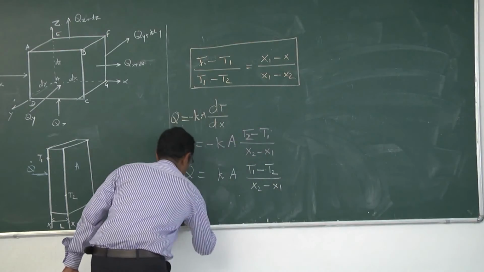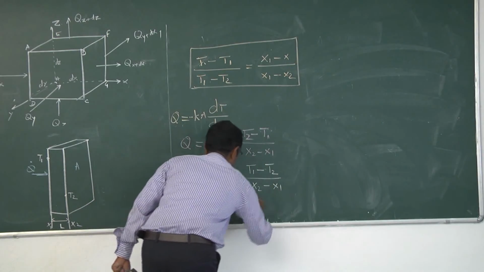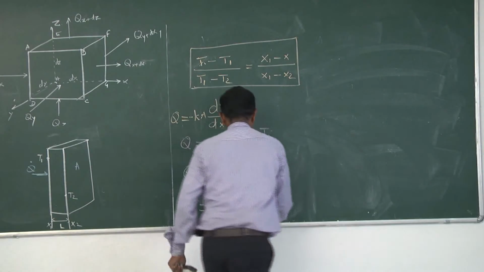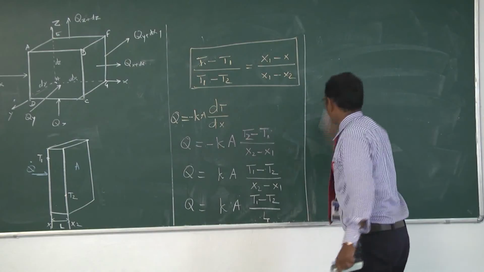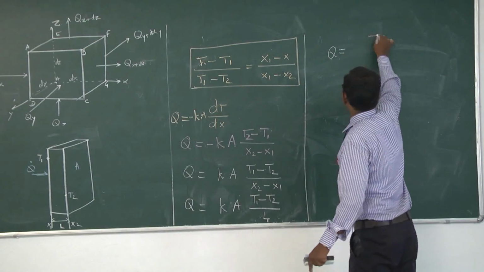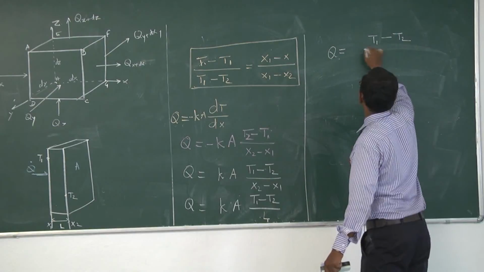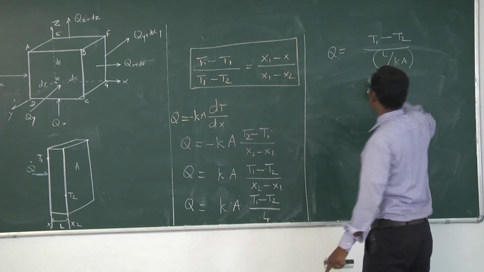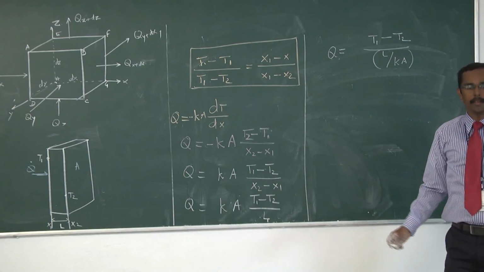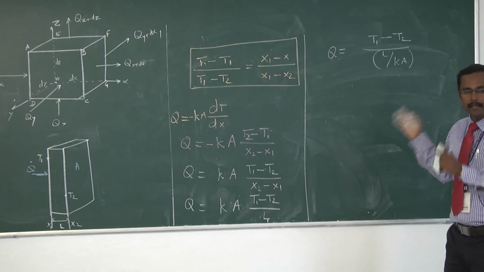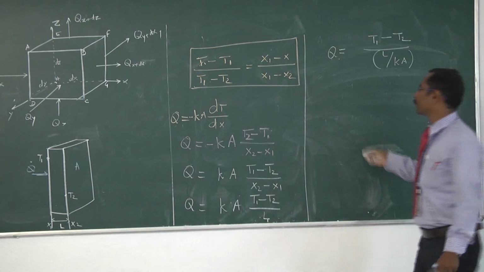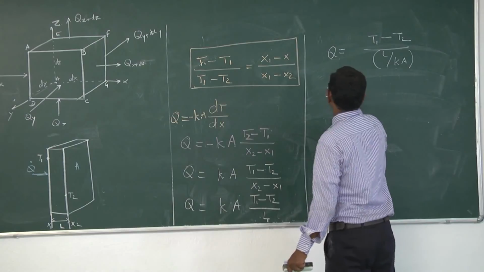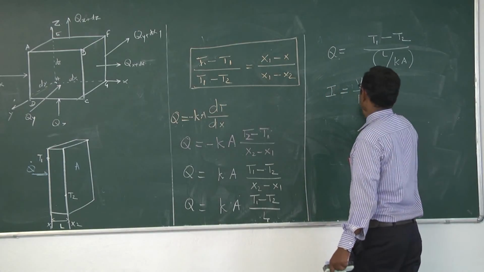x2 minus x1 is nothing but the thickness of the layer, which we can write as L. So, q equals (T1 minus T2) divided by (L divided by kA). This term is called thermal resistance. We can compare this equation with the electrical equation, that is Ohm's law, I equal to V divided by R.